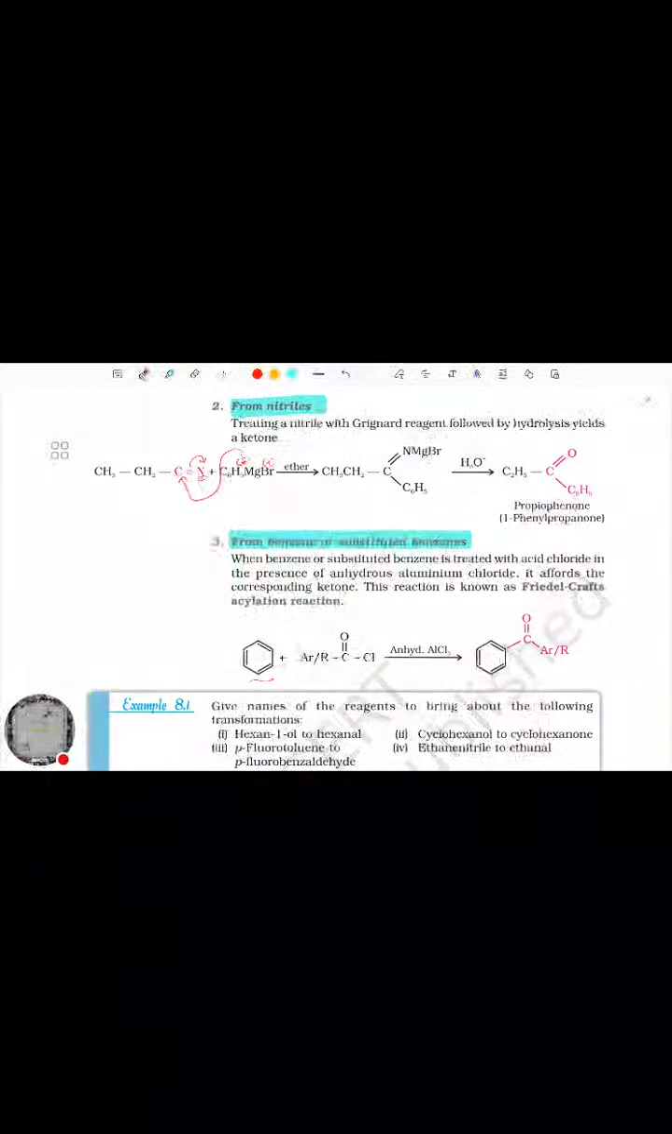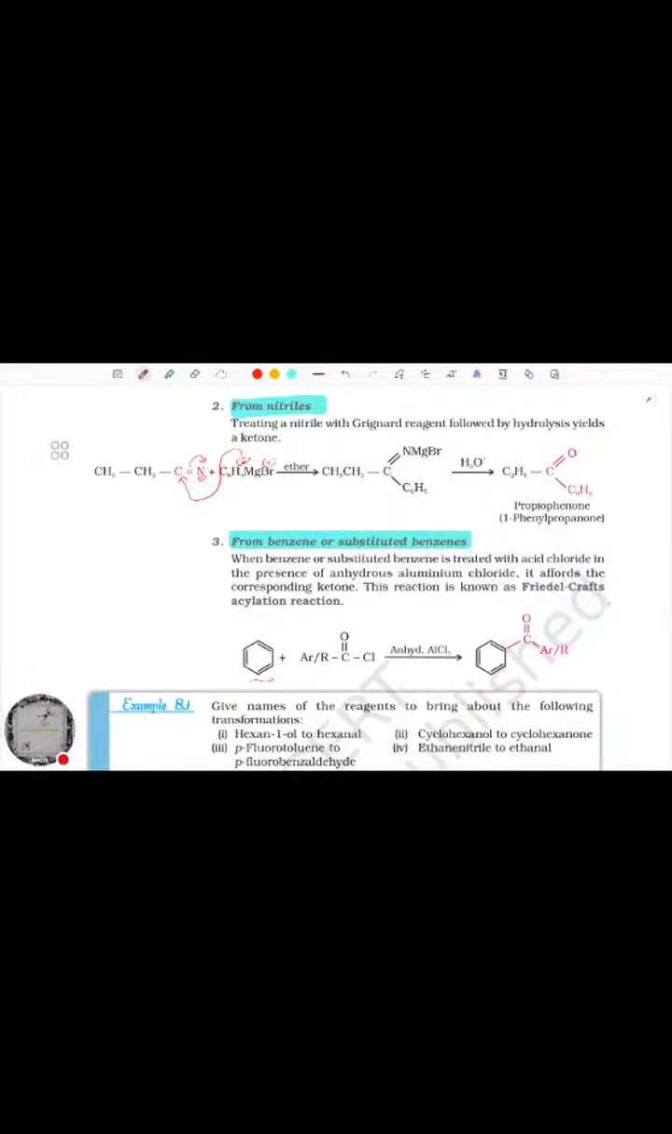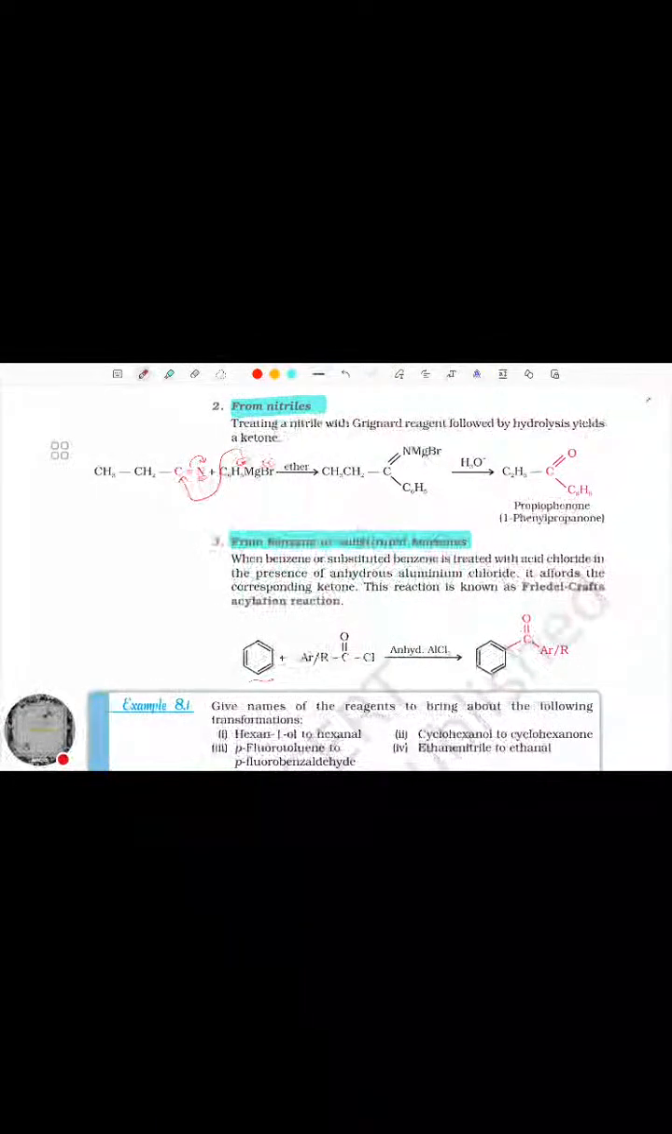So the usage of acyl chloride is going to be one important part, and it's going to be a Friedel-Crafts acylation reaction, where we'll have RC double bond OCl in presence of anhydrous AlCl3. This reaction is known as the Friedel-Crafts acylation reaction. So that's all about it.